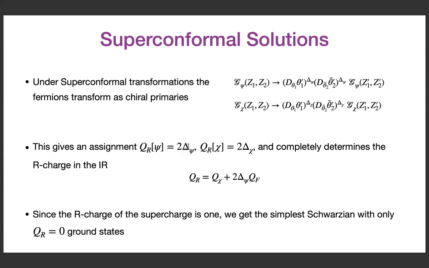Because we know what the scaling dimension is through the Schwinger-Dyson equations, we can determine the superconformal R symmetry in this way. So before we had alpha, now we can determine that alpha is equal to twice the scaling dimension of psi. So this determines what the R symmetry in the IR is. And again, we can see that the R charge of the supercharge is 1. So this will lead to the simplest Schwarzian theory that now will include only QR equals 0 ground states, and the index will be equal to the degeneracy.